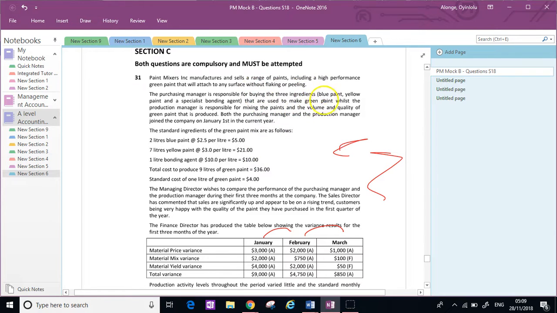Their ultimate goal is to make some green paint, and their initial ingredients are blue paint, yellow paint, and a special bonding agent. They mix all of this to get this green paint. Now, there are two people involved here. There's a purchasing manager, and the marks are for recognizing that the purchasing manager is responsible for the material price variance, and the production manager is responsible for the mix and yield.